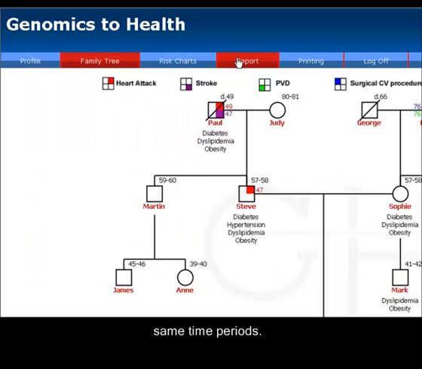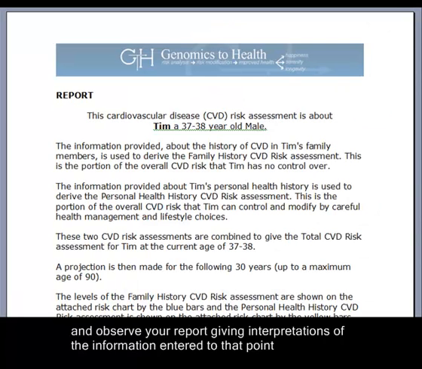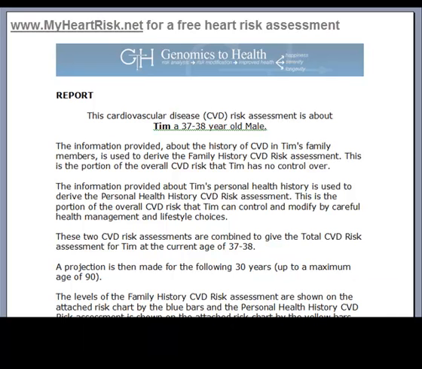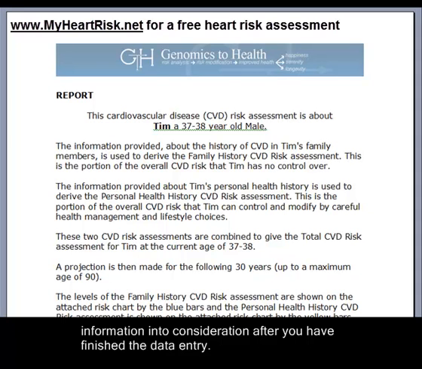The chart will also define the general population risk for an average individual of your gender and age through the same time periods. At any time through the process of data entry, you are also able to click on the Report tab and observe your report, giving interpretations of the information entered up to that point. Obviously, both the risk charts and the report will be most useful when they take all information into consideration after you have finished the data entry.